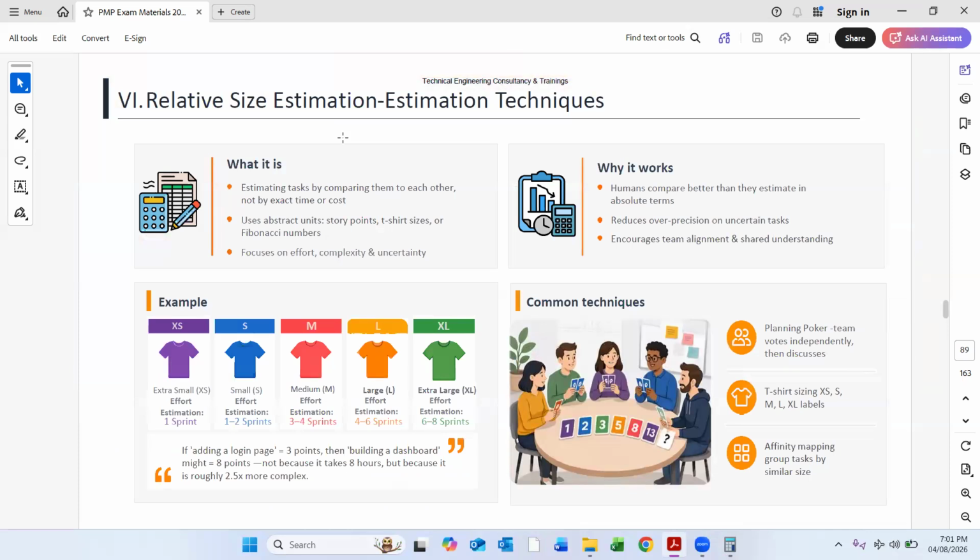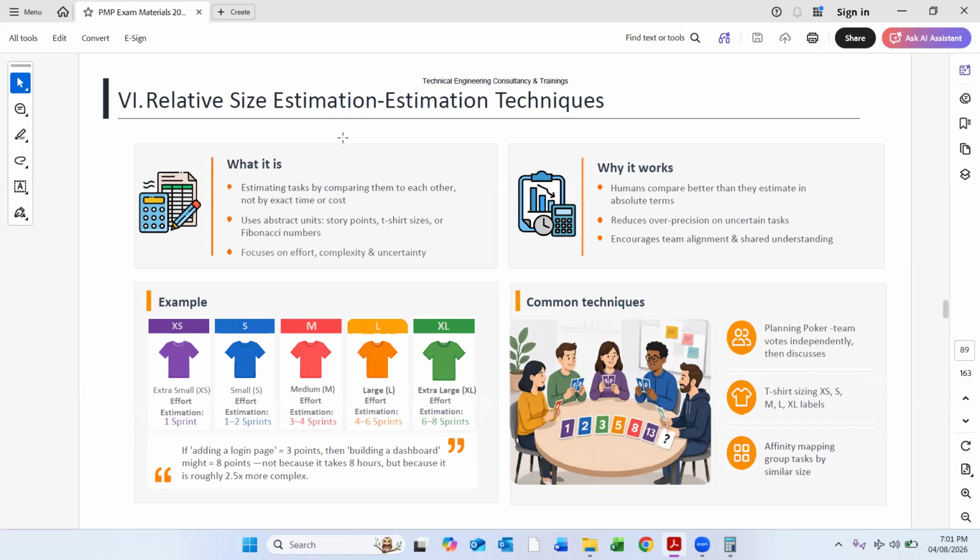So this is called parametric estimation, which is formula based. Next, relative size estimation. The relative size estimation technique is estimating tasks by comparing them to each other. So we are just making comparisons. We use abstract units, story units, like t-shirt sizes or Fibonacci numbers, focusing on effort, complexity, and uncertainty. Why does it work? Humans compare better than they estimate in absolute terms. It reduces false precision on an uncertain task and encourages team alignment and shared understanding.